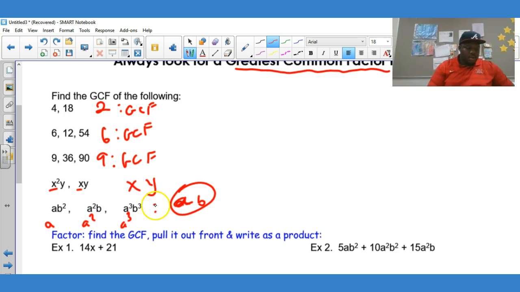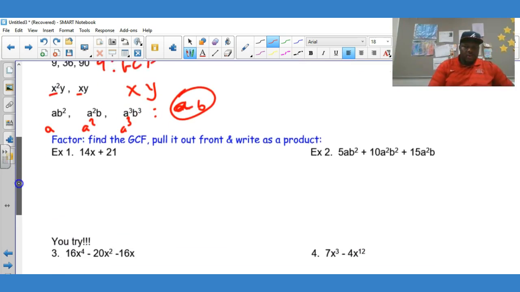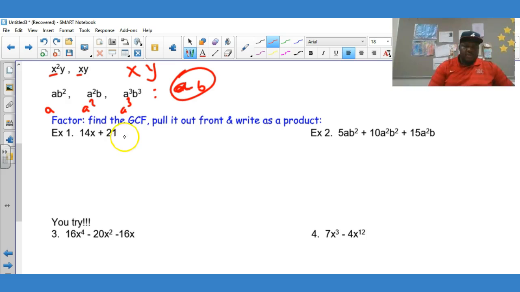Okay, so now let's look at this first example. It says find the GCF, pull it out front, and write it as a product. The problem is 14x plus 21. What do 14x and 21 have in common? The greatest common factor there is probably going to be 7. If I take out a 7, what's remaining? You have 2x right here, and you have 3 right here. Once I factor out a 7, I divide these terms by 7.